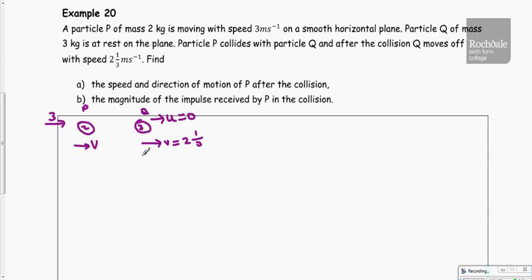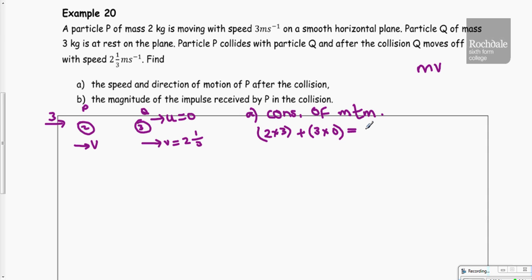So using the principle of conservation of momentum, we know that the momentum before the collision is equal to the momentum after the collision. And if you remember, at any given time, the momentum of an object is given by the mass multiplied by its velocity. So before the collision, we have a mass of 2 moving at 3 meters per second. And then we have a mass of 3 moving at 0. I'd still put that in to show that you've considered it.